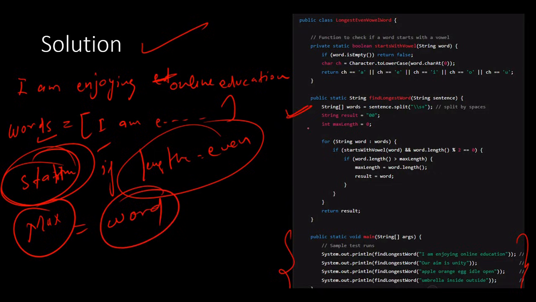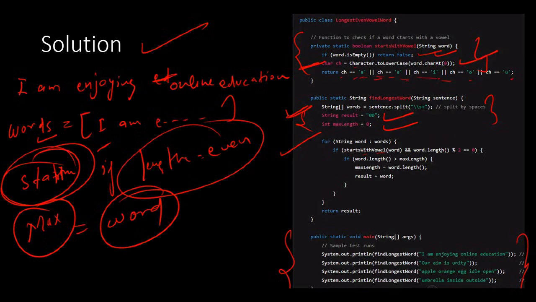So that's what we are doing here. First of all, we are splitting the sentence. This will be our maximum length at the initial point, and this is our initial result. We are looping over the array, then passing each word to this function called startsWithVowel. In this function, if the word is empty or not starting with a vowel, we return false. If it is starting with a, e, i, o or u, then we return true. We extract the first character in this statement and check if it is a vowel or not. If it is true, that's fine.